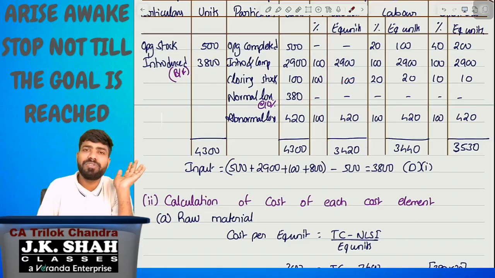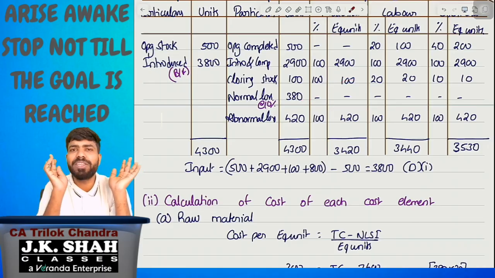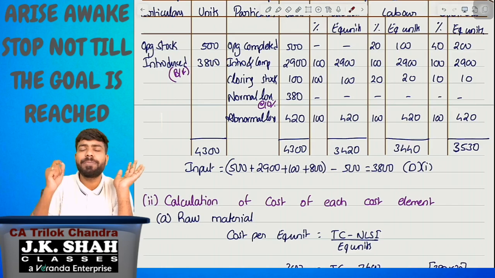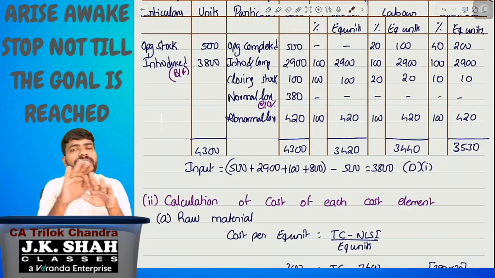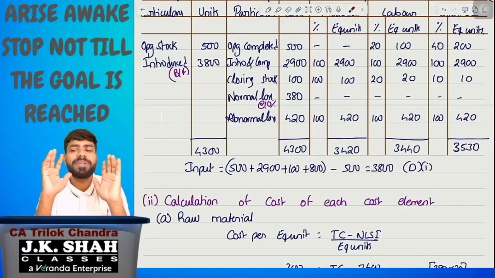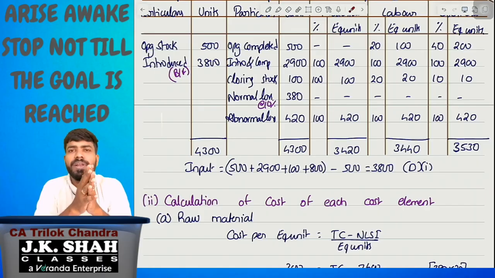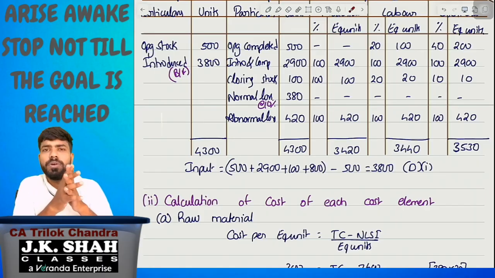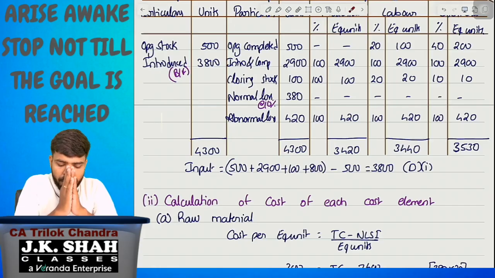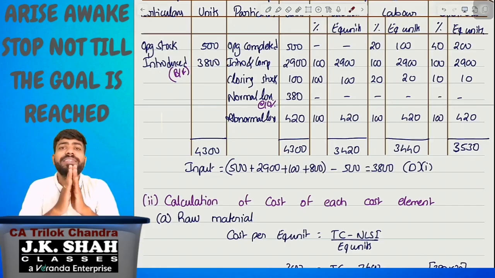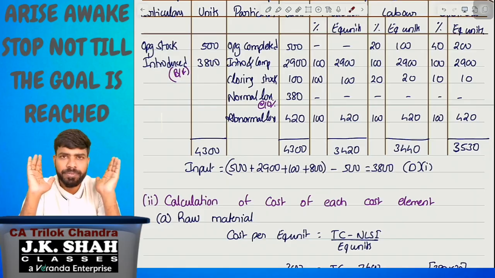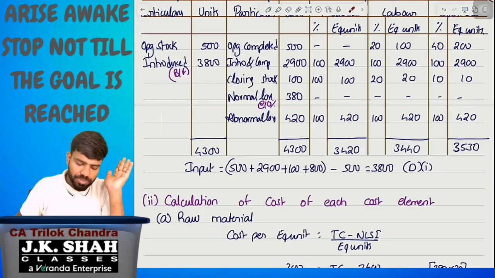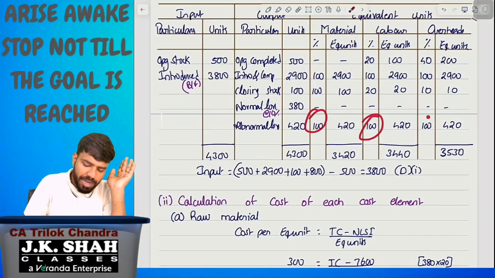Next, abnormal loss units, nothing has been stated in the question. Please understand the percentage completion of the loss is not stated in the question. So we will assume 100% completed. So we will be taking it as 100% completed. Are you understanding? So 100% material, 100% labor, 100% overheads.